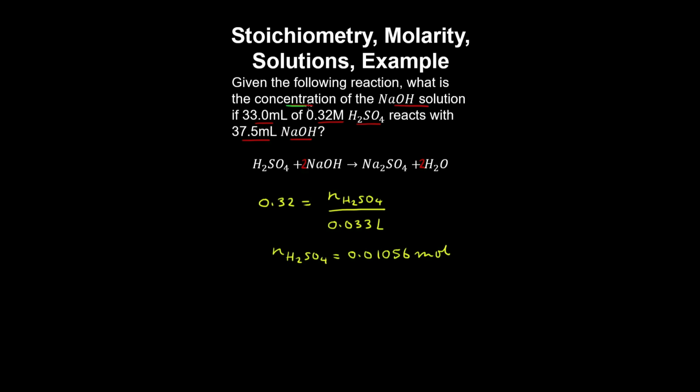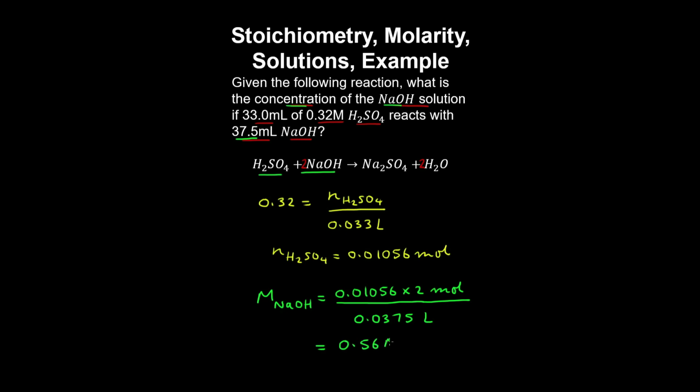And we're asked for the concentration of the sodium hydroxide solution. So therefore the molarity is equal to the number of moles of sodium hydroxide. So every mole of sulfuric acid reacts with 2 moles of sodium hydroxide. And divide this by the litres of solution, which gives 0.56 moles per litre, or molar, using two significant figures.